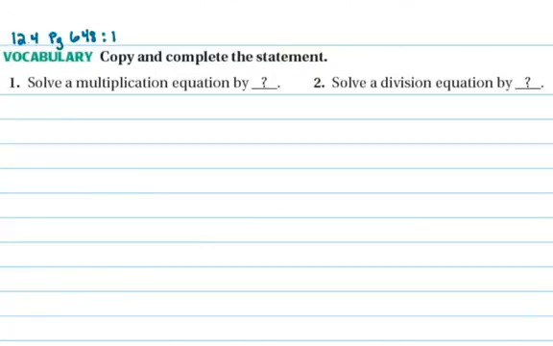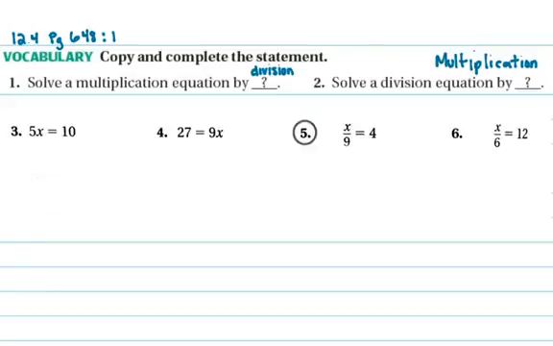So 12.4, page 648, starting on problem number 1. Copy and complete the statement. Solve a multiplication equation by, and how are we going to solve a multiplication equation? By using division. Problem number 2 says solve a division equation by multiplication, so we're going to do its opposite. Now once we have that, we're going to go to 3 through 6. Very first thing I want to do is identify that this is a multiplication problem, and so in order for me to solve this, I have to use division.